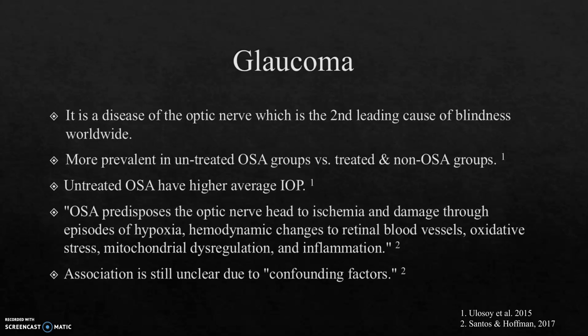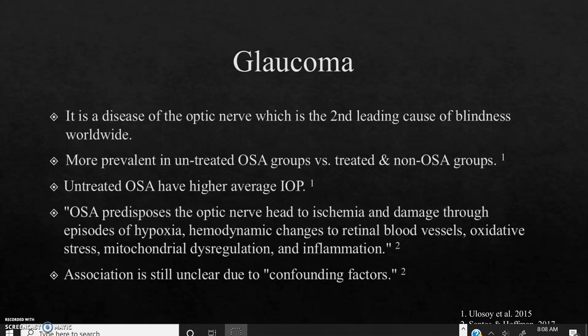But we do know glaucoma is a disease of the optic nerve, which is the second leading cause of blindness worldwide, and that obstructive sleep apnea predisposes the optic nerve head to ischemia and damage through episodes of hypoxia, hemodynamic changes to retinal blood vessels, oxidative stress, mitochondrial dysregulation, inflammation, which overall is just going to make glaucoma a much likelier possibility. We do know that glaucoma is going to be more prevalent in untreated obstructive sleep apnea groups versus treated or non-obstructive sleep apnea groups, but still we do not know what the true association is, but it is somewhat strong.